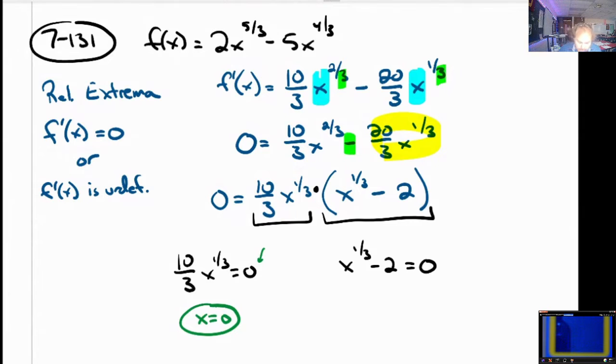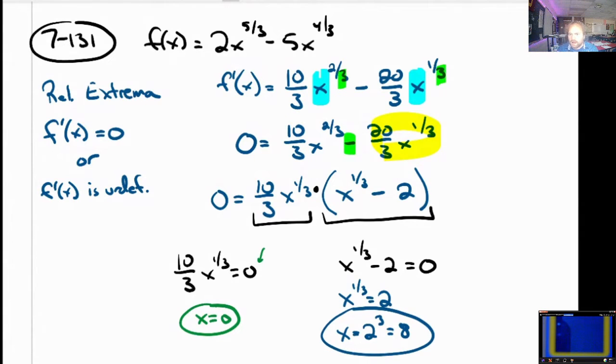That's an easy one. The other one over here ends up being 8, because x to the 1/3 power equals positive 2. And then if you raise both sides to the third power, you get 8. 2 to the third power equals 8. So I believe these are the two places where the derivative is 0. Those are the two places where you might have a relative minimum or a maximum.